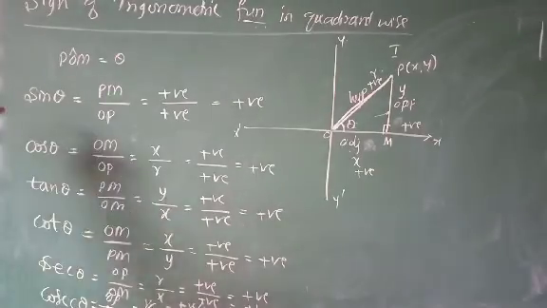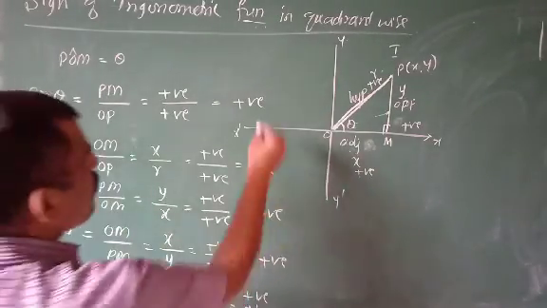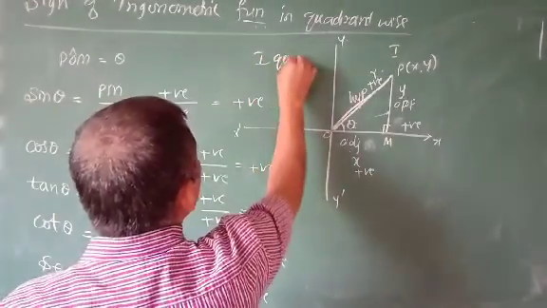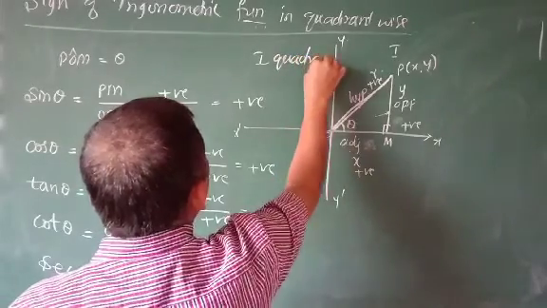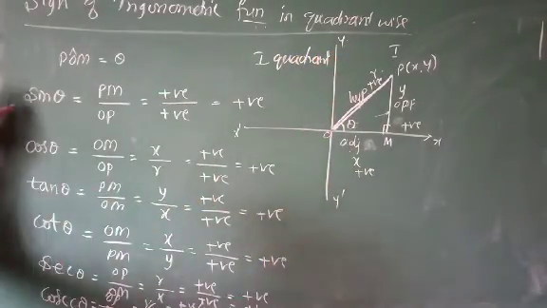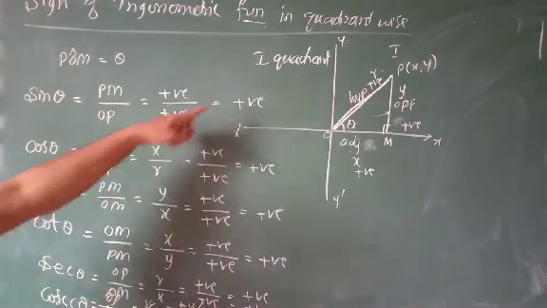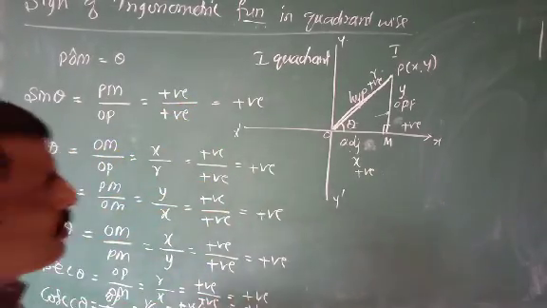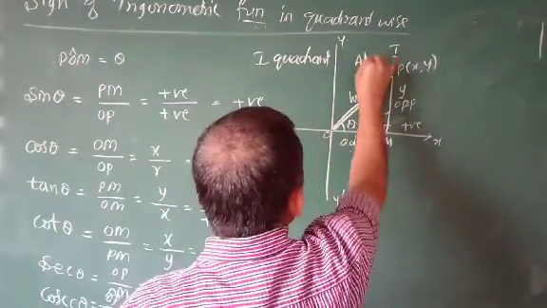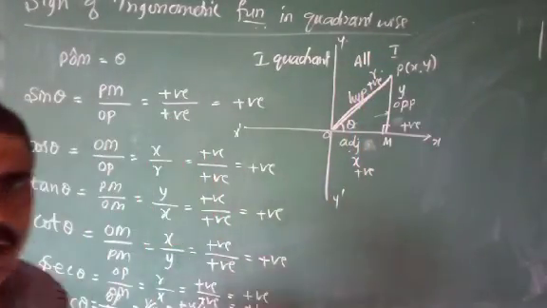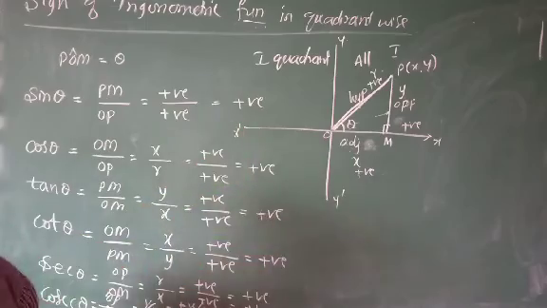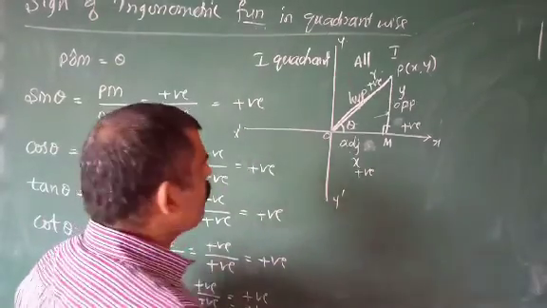So in the first quadrant, all the trigonometric functions sin theta, cos theta, tan theta, cot theta, secant theta, cosecant theta are all positive. So in the first quadrant, all are positive. All are positive means all trigonometric functions are positive in the first quadrant.